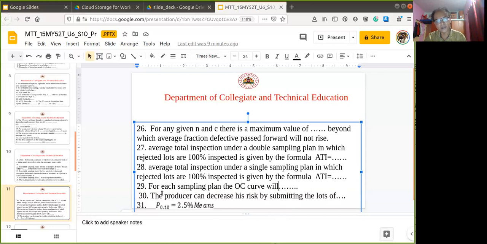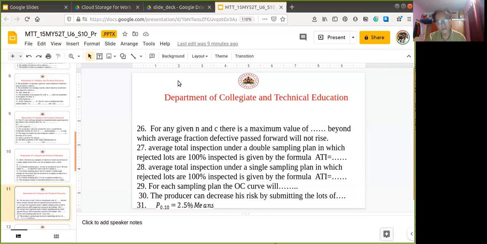The 30th, the producers can decrease their risk by submitting lots of better quality than the AOQL. Then the 31st, P01 is equal to 2.5%. It is the point at which the LTPD will be equal to 0.01. So that is about the fill in the blanks here.